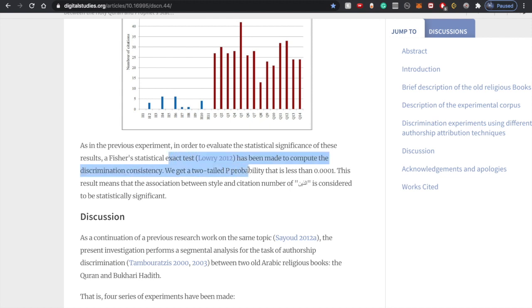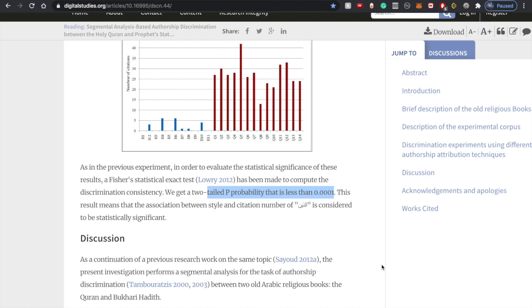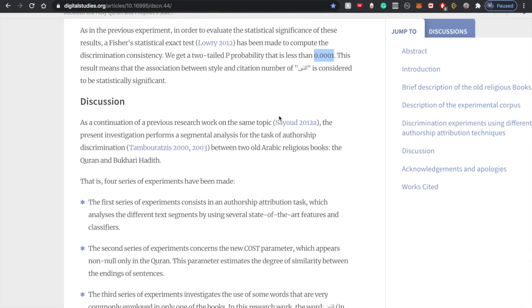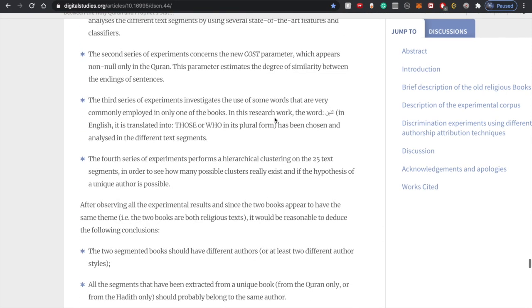So we get a two-tailed probability that is less than 0.0001%. So look how low the chance is, right? Based on the probability value, or the statistical test value, basically what this means is that there's almost no chance that we have the same author, right? Rather, we have different authors. So just the discussion here.